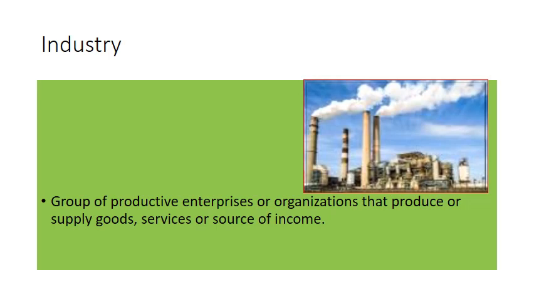An industry is a group of productive enterprises or organizations that produce or supply goods, services, or source of income. An industry is basically a collection of firms, or you can say a collection of similar firms that produce similar goods, right? So it's a collection of firms that produce goods, supply goods or services or source of income.